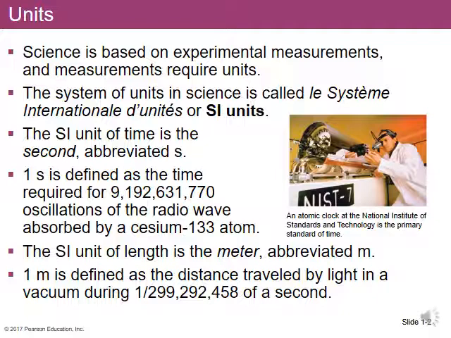Now, formally, 1 second is defined as the time required for 9,192,631,770 oscillations of the radio wave absorbed by cesium-133 atom. So that's a very, very specific definition. You do not have to remember that definition. What you need to remember is that if you are given a time in minutes, hours, days, whatever, you almost always need to convert that to seconds first.